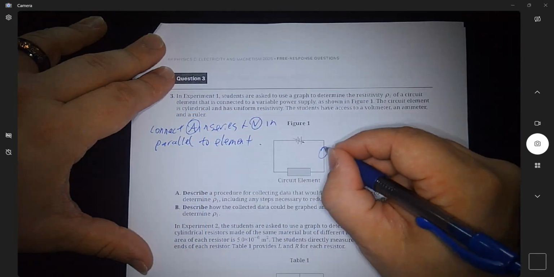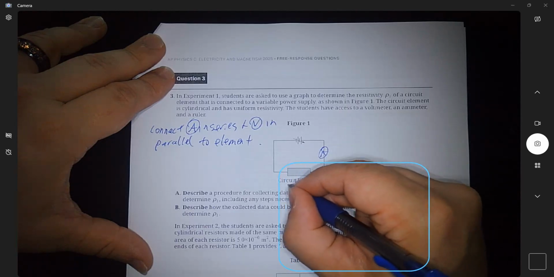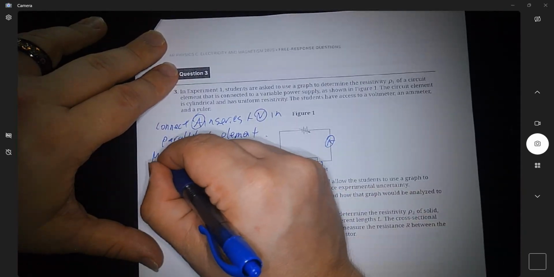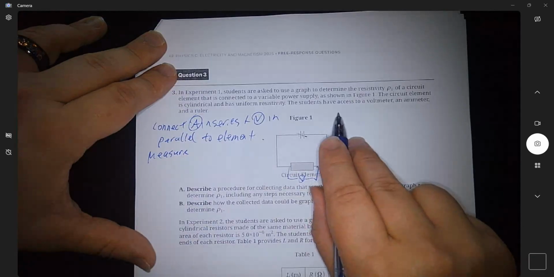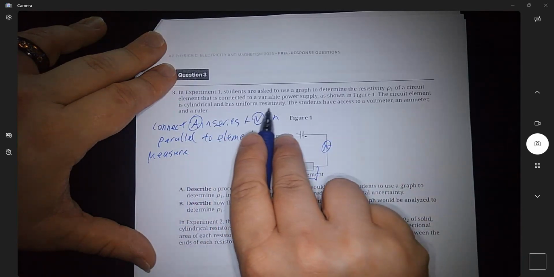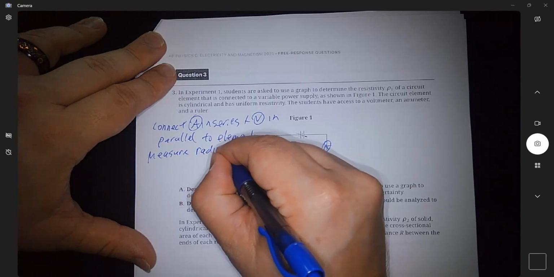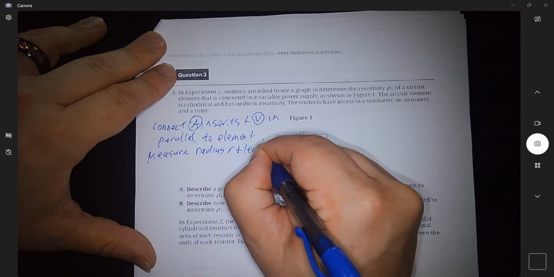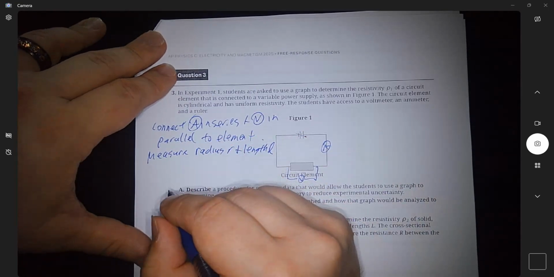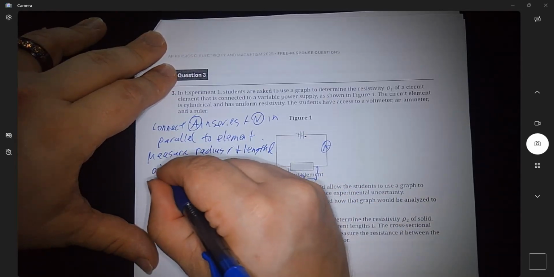Okay, right? So here's your ammeter. Here's going to be your voltmeter, right? Okay, we're going to measure. It says that it is cylindrical and has uniform resistivity. Measure the radius R and length L of the cylinder.